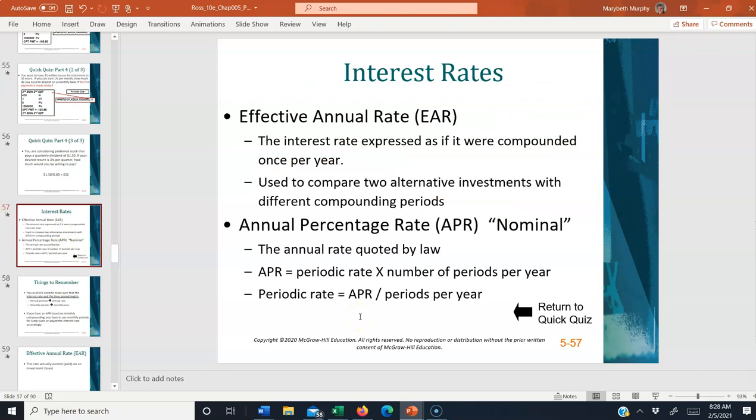And okay, so now we're going to talk about interest rates. The effective annual rate of interest is expressed as if it was compounded once per year. We would use this to compare two alternative investments with different compounding periods. The annual percentage rate is the nominal rate. It's the rate quoted by law. It's simply the periodic rate times the number of periods per year.